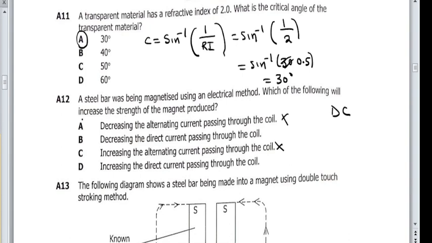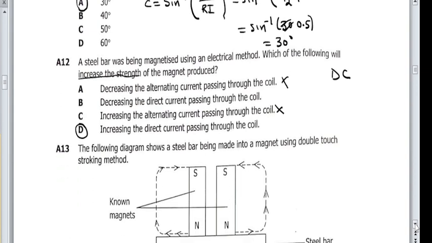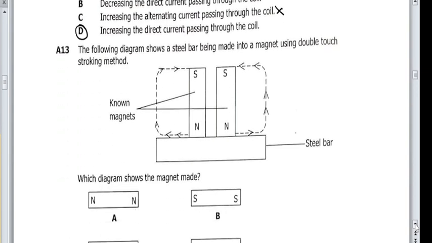So the question is saying increase the strength of a magnet. So if the strength of a magnet is to be increased, then even the direct current should be increased. So the answer choice is D, increasing the direct current passing through the coil. That is the answer. Alright, we proceed. We go to question 13.